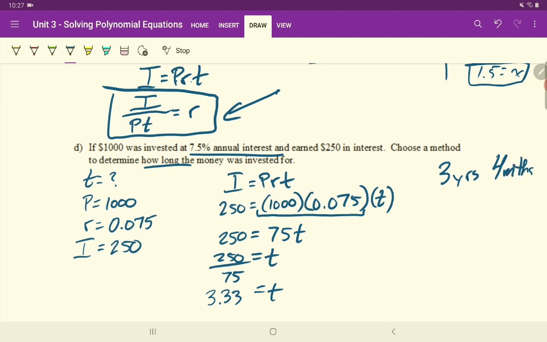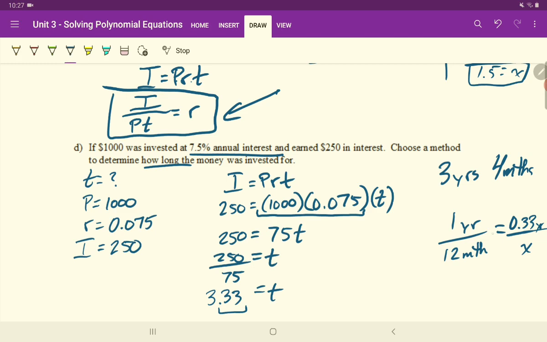But there's a way to actually calculate that: take the 0.33. So if we know that, again, 1 year is 12 months, but we have 0.33 years, so how many months is that?